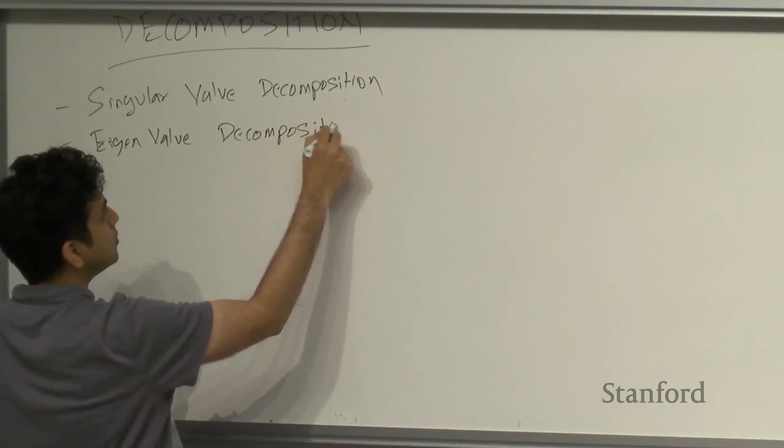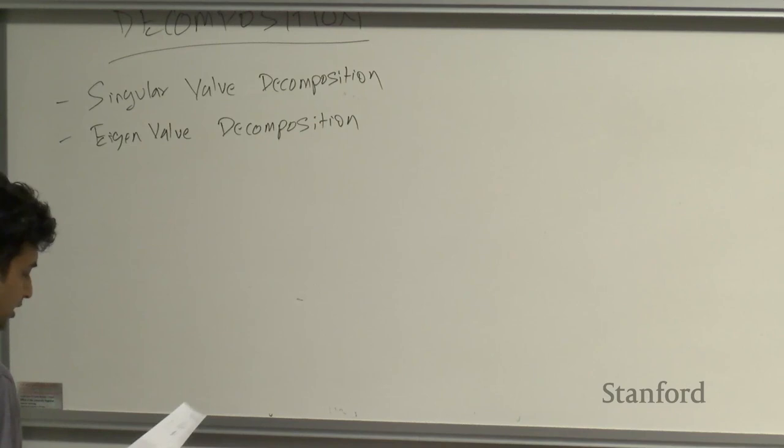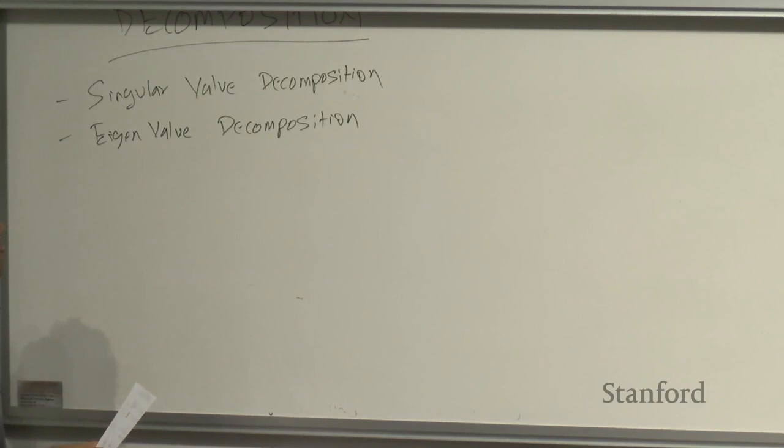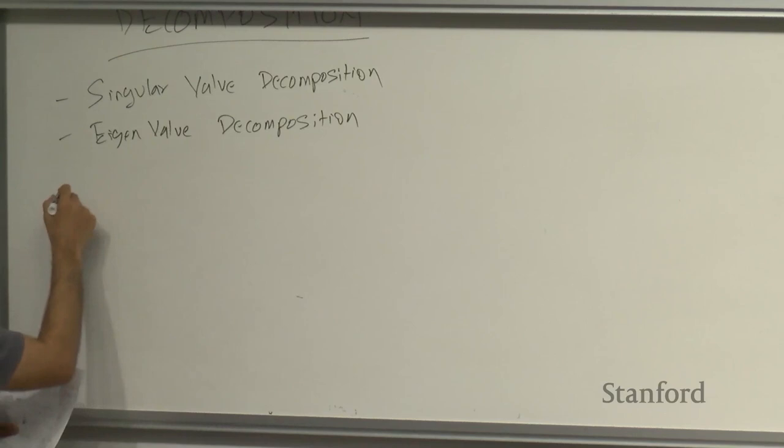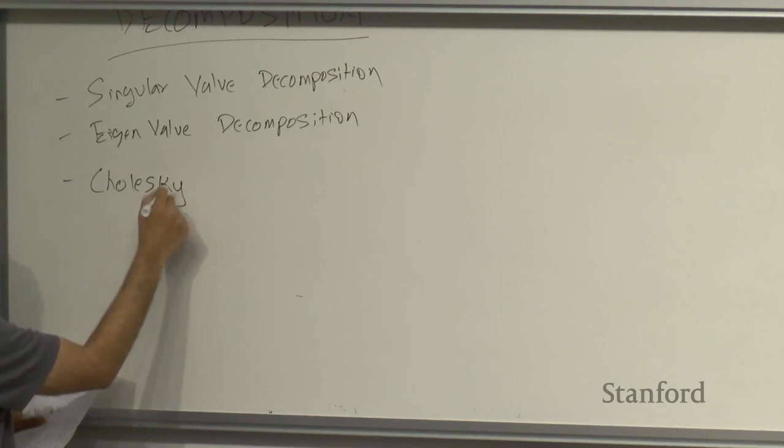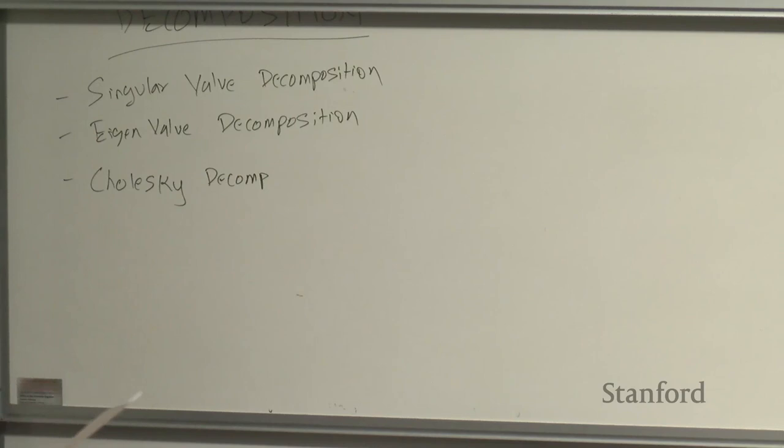Those are the two things we're going to go over today, because these two are probably the most interesting ones from a theoretical point of view. There's another decomposition that's used very frequently called the Cholesky decomposition. I'll just mention in passing what that is. But the interesting ones to analyze are the singular value decomposition and the eigenvalue decomposition, right?